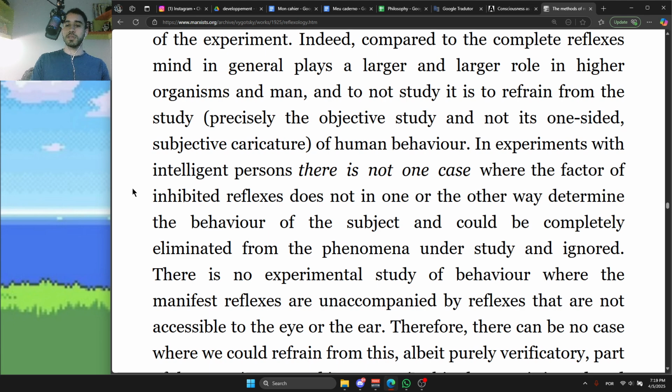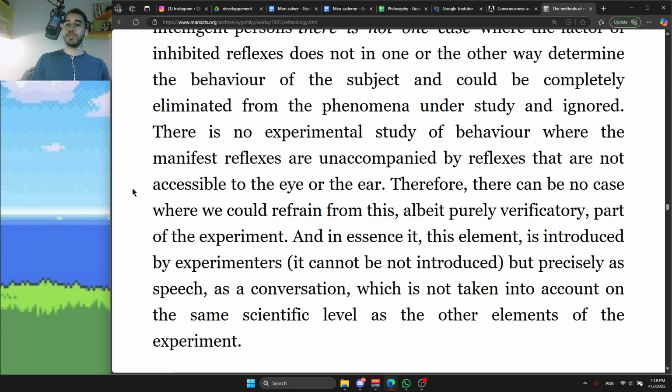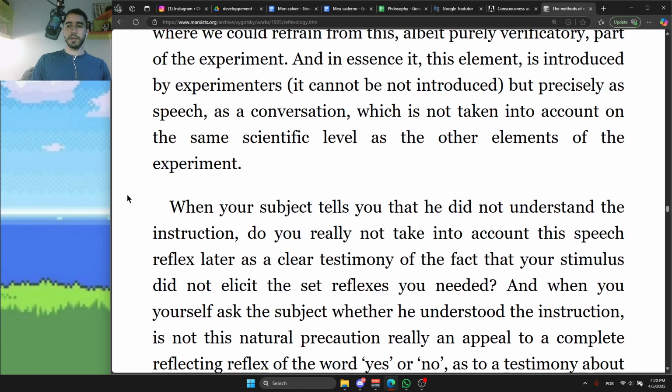There is no experimental study of behavior where the manifest reflexes are unaccompanied by the reflexes that are not accessible to the eye or the ear. Therefore, there can be no case where we could refrain from this, albeit purely verificatory, part of the experiment. And in essence, this element is introduced by experimenters, but precisely as a speech, as a conversation, which is not taken into account on the same scientific level as the other elements of the experiment.